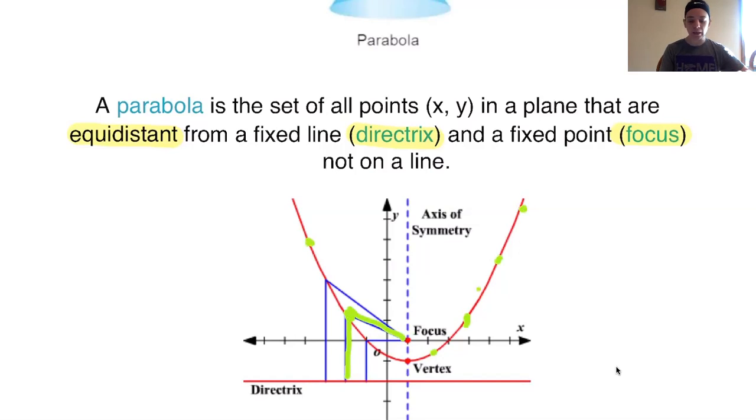And that's what makes a parabola special, okay? So you've worked with parabolas a lot over your math career, but we've never really talked about this unique definition that it has.